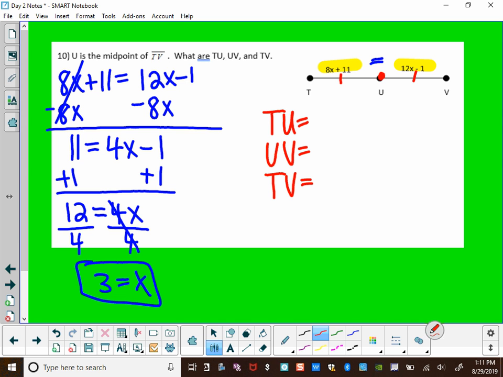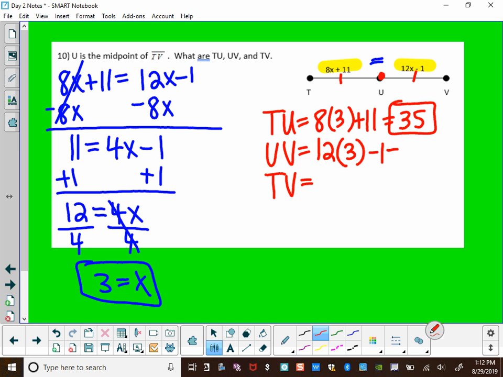What do you get for TU? Let's plug in that 3 for x. What do you get? 35? Good. So if that's 35, what's UV going to be? 35. Let's just make sure: 12 times 3 is 36, minus 1 is 35. Good. So the whole thing together, Diana?